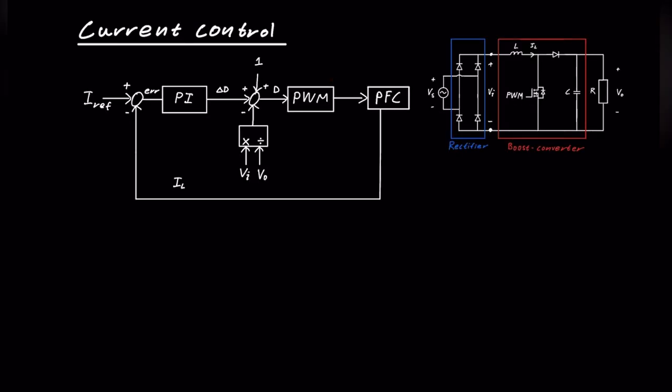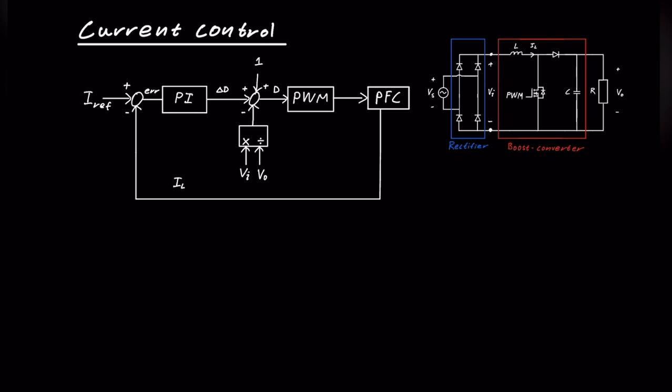First, we're going to look at a current controller. So it consists of a PI controller and a feed forward. The reason why we have a feed forward is so the delta D can be as small as possible. This will make the system more stable and accurate. In order to understand why we do this, we first need to understand the PFC.